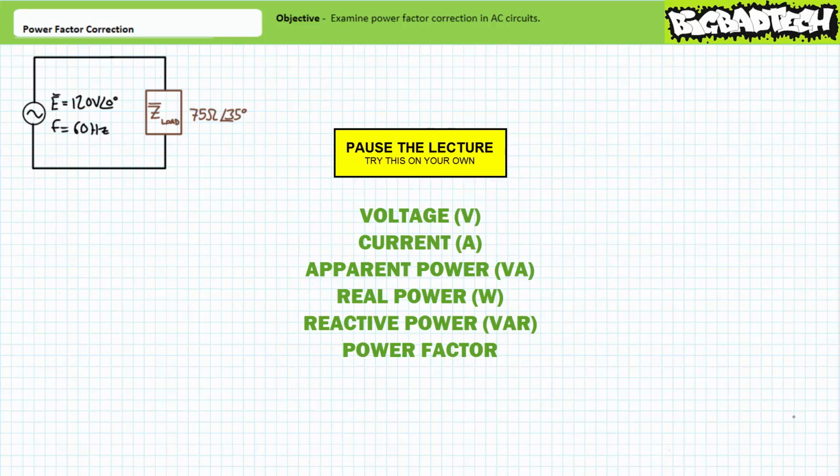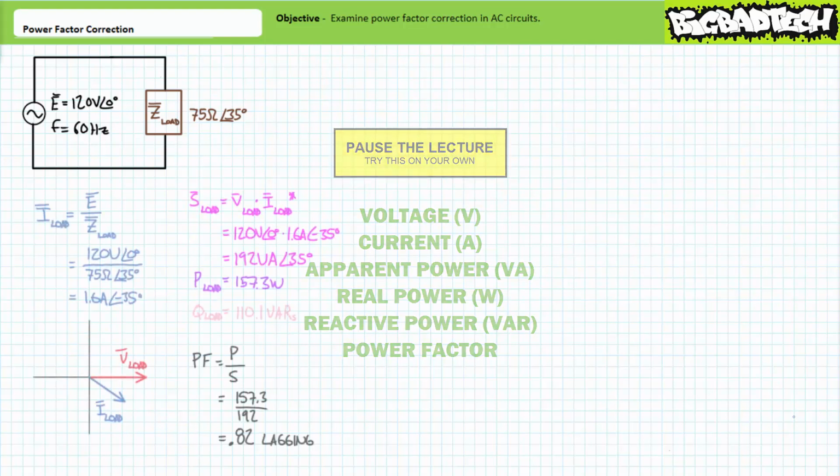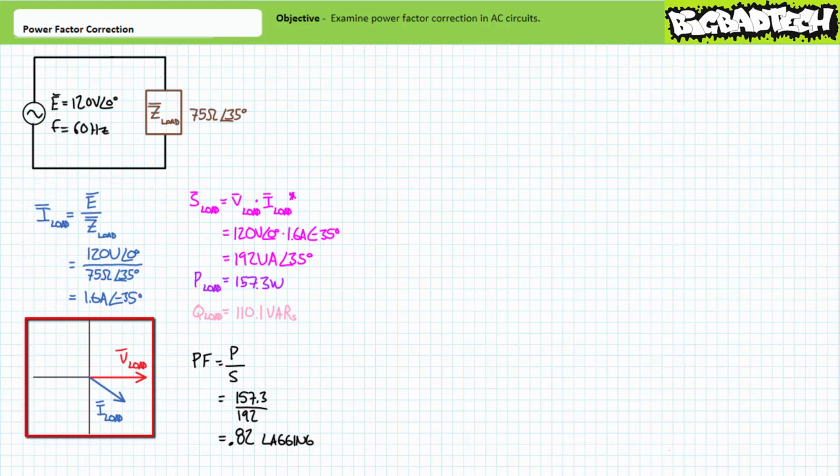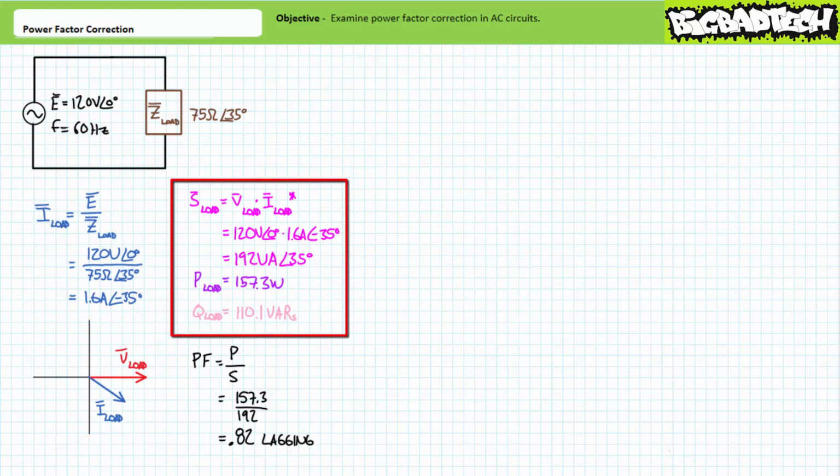If you're tracking, you should have obtained the following results. Ohm's law demonstrates current through the electrical load will be 1.6 amps at an angle of negative 35 degrees. The phasor diagram illustrates current through the electrical load will lag the voltage across it by 35 degrees. Apparent power delivered to the electrical load is the complex conjugate of voltage times current. Substituting in our given values yields an apparent power figure of 192 volt amperes at an angle of 35 degrees.